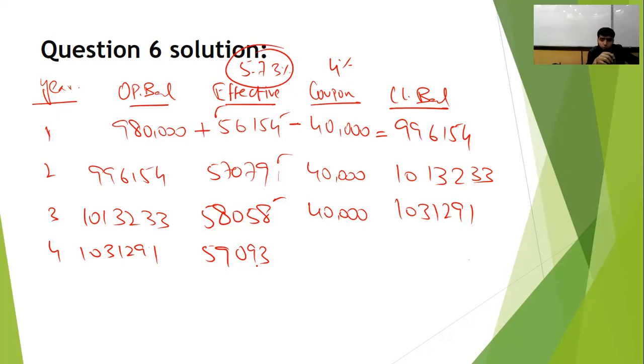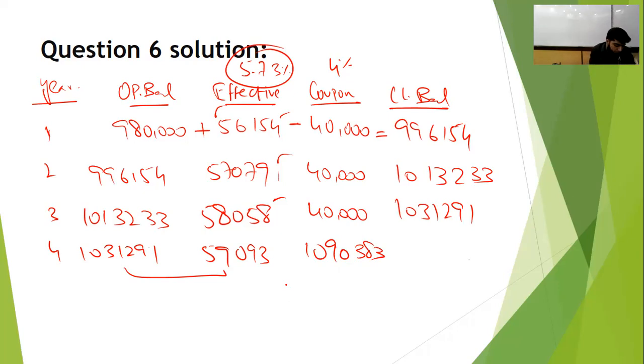Now, what will be the amount of coupon, or what amount will be placed over here? So I will just suggest you, we'll give you the knowledge, we'll give you the logic behind it. But what you have to do, that is 59093 plus 1031291. This will make 10,90,383. What I did, I just added these two values and I just put it over there. And why I've done this, I will give you the explanation for this one.